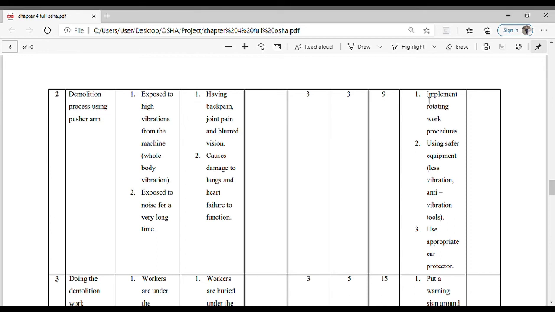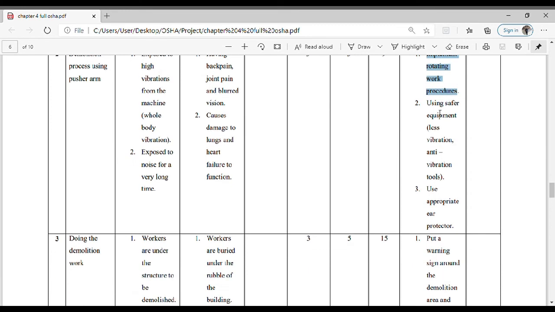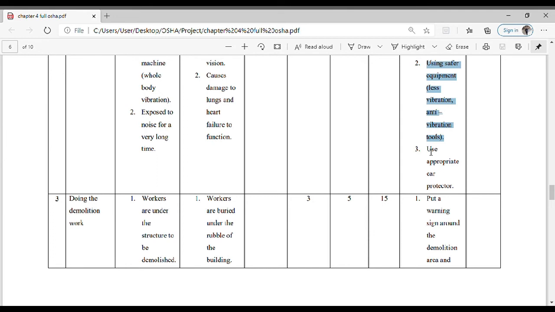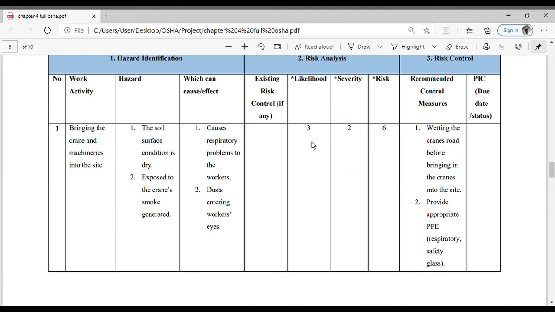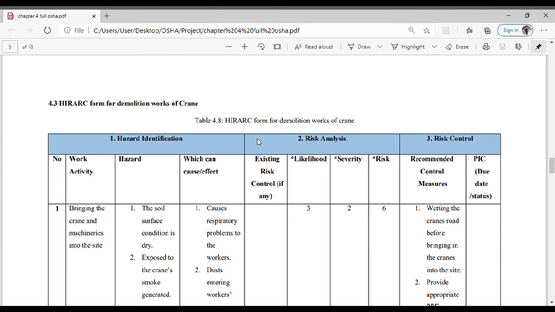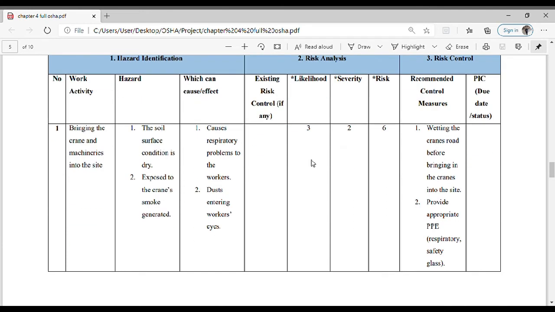The control measures are, first, implement rotating work procedure. Next, use safer equipment with less vibration and anti-vibration tools. Lastly, use appropriate ear protectors. So these two are examples of our group's high risk form for demolition work of crane. That's all from me. Thank you.